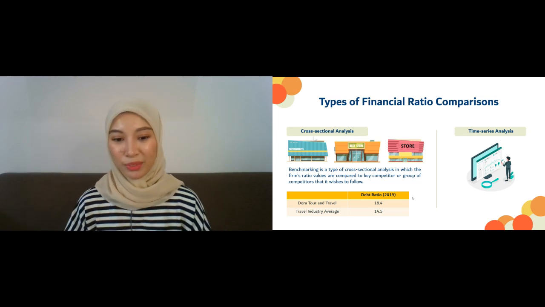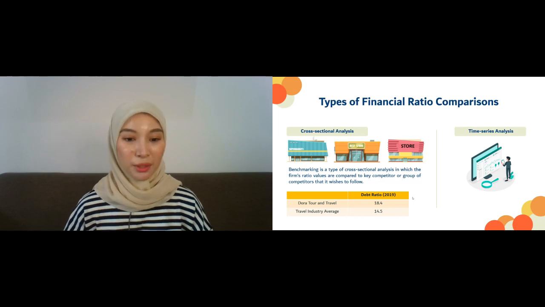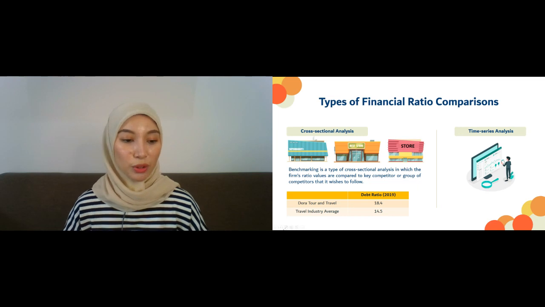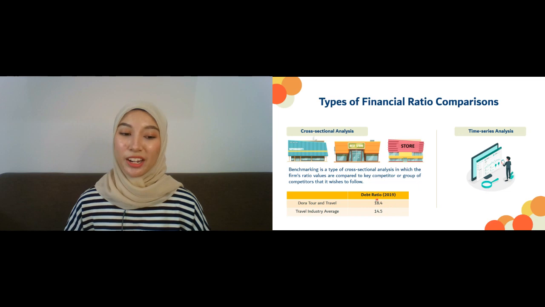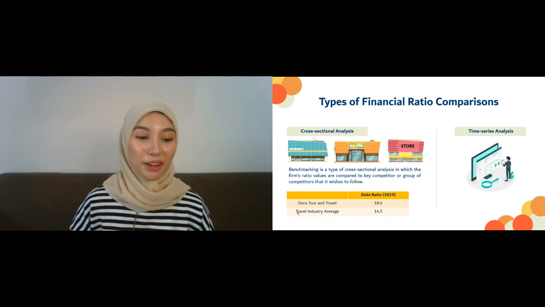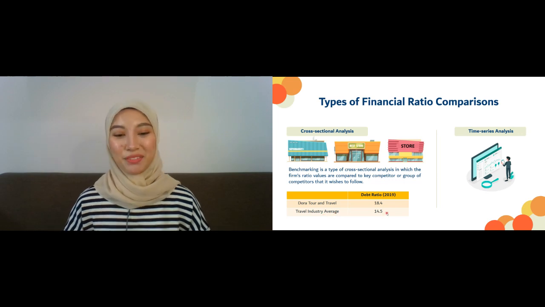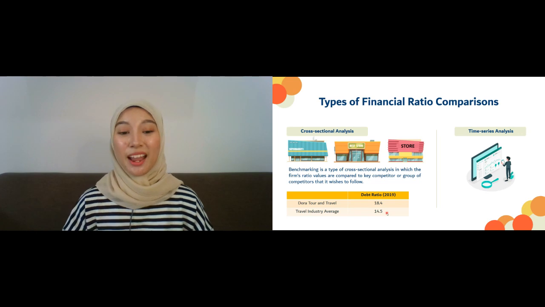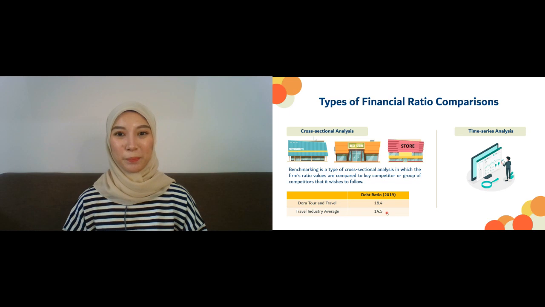So you can compare with your competitor, with a group of competitors, or with the industry on average. For example, here we have Dora Tour and Travel and its debt ratio from 2019. Their debt ratio in 2019 is 18.4. And we also have the travel industry on average at around 14.5. We can see that Dora Tour and Travel has a higher debt ratio compared to the industry.